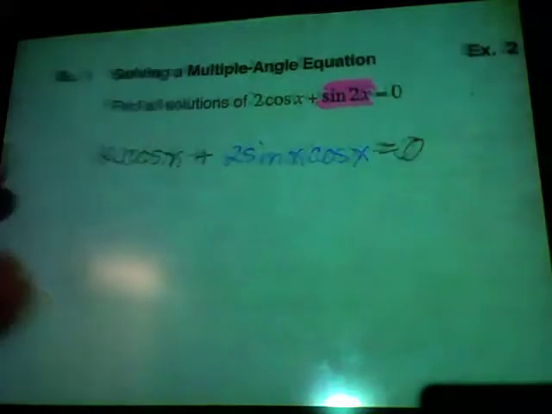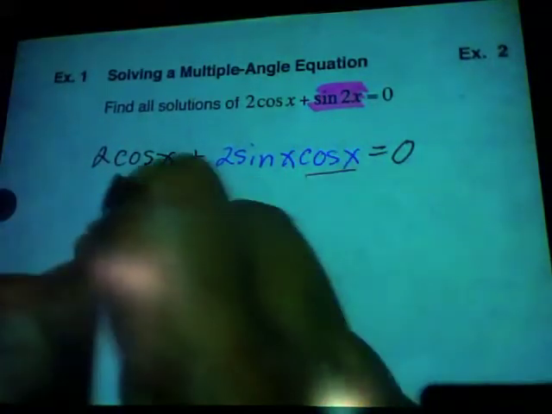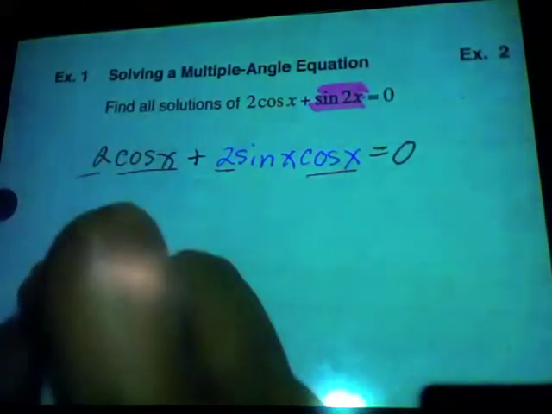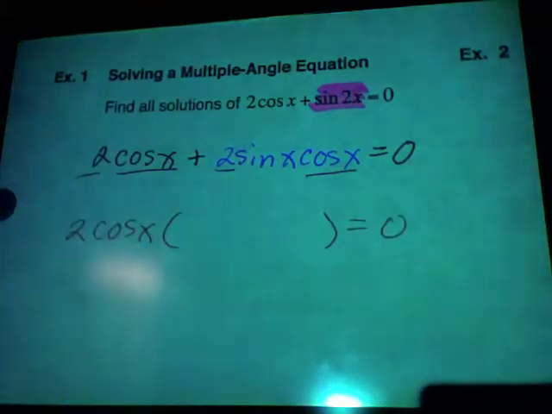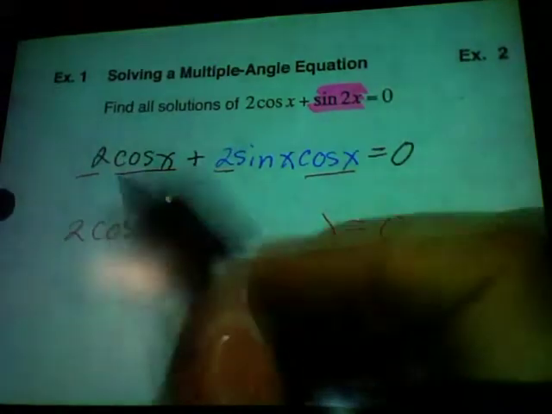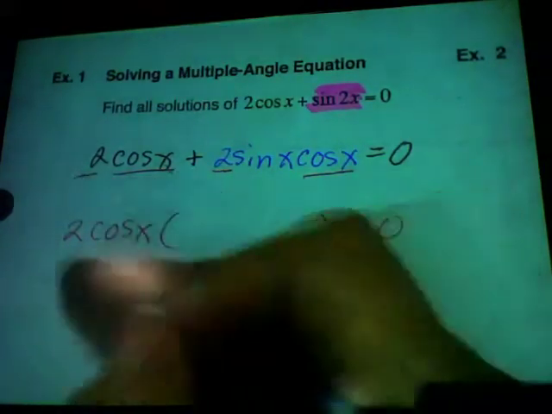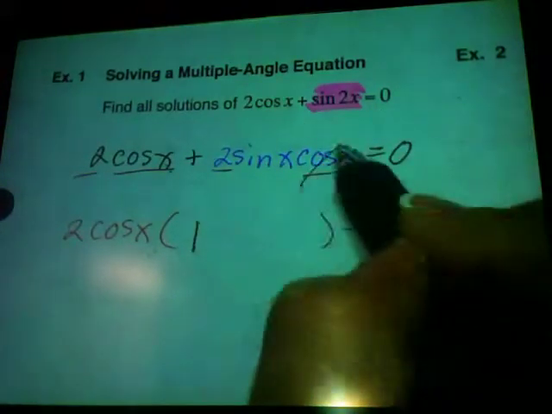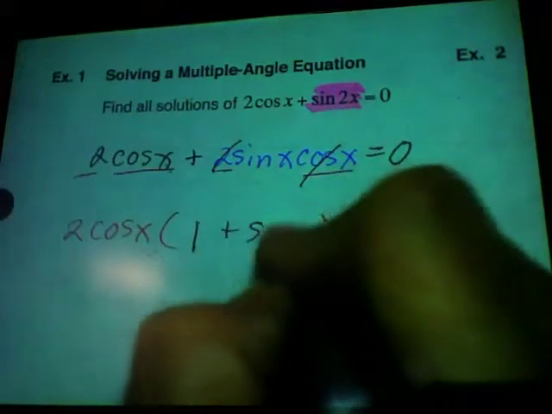What do you propose I could do from here? Very good. They have a cosine in common. Do they have anything else in common? 2. And a 2. So I'm going to factor out a 2 cosine of x in front of parentheses, still keeping the equal 0. So if I take this and divide it by itself, what do you get? This divided by this is what? 1. If I take away a cosine and a 2, aren't you left with a sine of x? So plus sine of x.